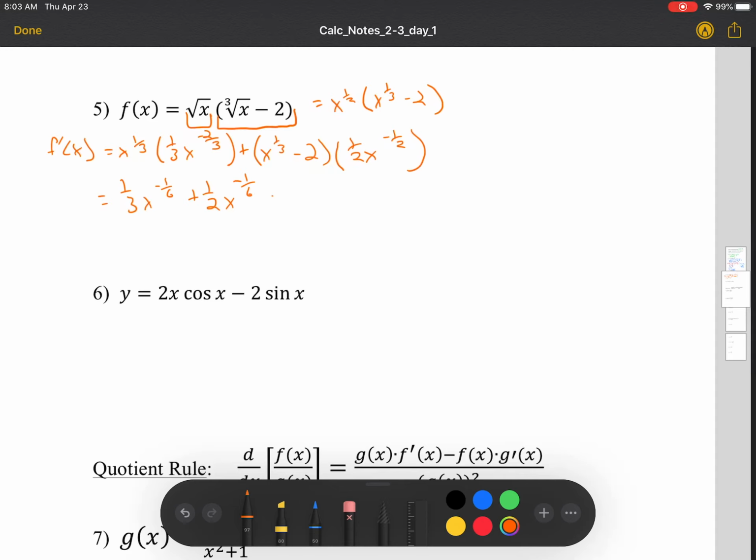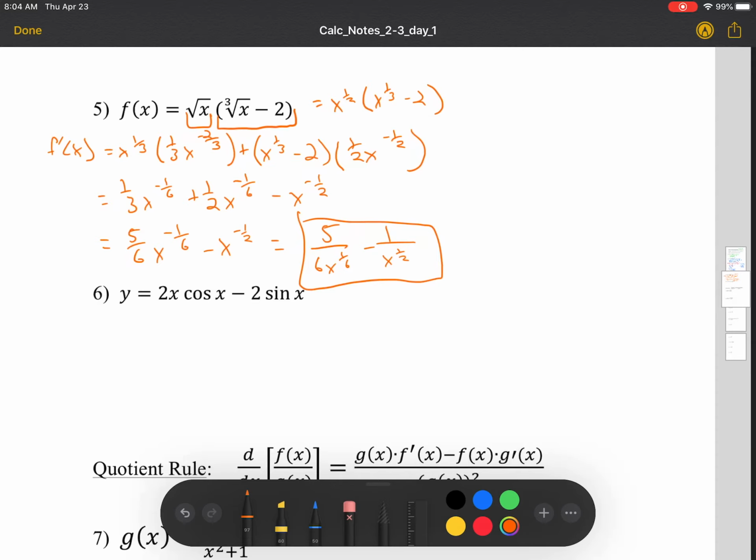1/3 x to the negative 1/6 plus 1/2 x to the negative 1/6 minus x to the negative 1/2 equals 5/6. We're combining like terms. X to the negative 1/6 minus x to the negative 1/2. That should give you minus 1 over x to the 1/2. Okay.